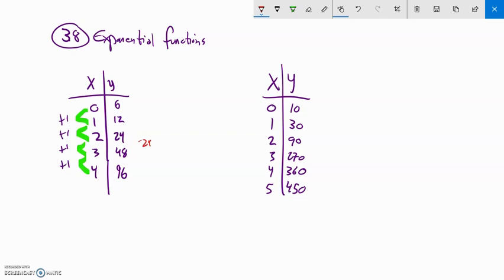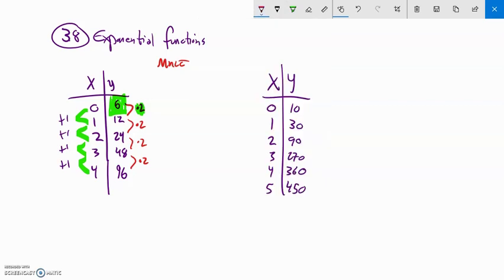So instead of thinking about addition, maybe it's changing by multiplication. So 6 times what is 12? If I didn't just see that it was times 2, I could just go 12 divided by 6 on my calculator, and it would give me the right answer. 12 times 2 is 24. 24 times 2 is 48. 48 times 2 is 96. So this seems to be doubling each time. A couple things to notice: I start at 6, and I'm multiplying by 2 each time.